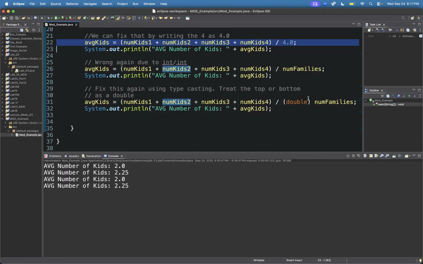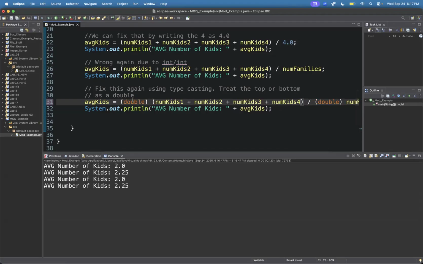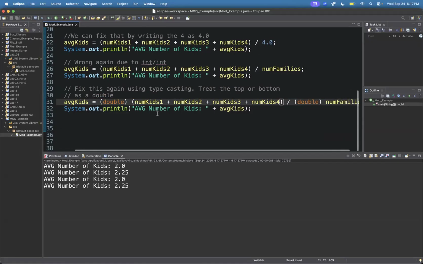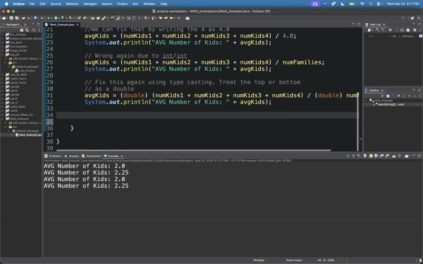Now, something you'll see as well, if you look in the section of the book, is that they will take this double and put it on here and here. They'll say the top is a double and the bottom is a double. That's perfectly fine to do. You'll get the right answer. It's not strictly necessary though, but you can do it. So we can treat anything we want as a double. Now, you can also do that the other way around. You can treat things as integers if you want.